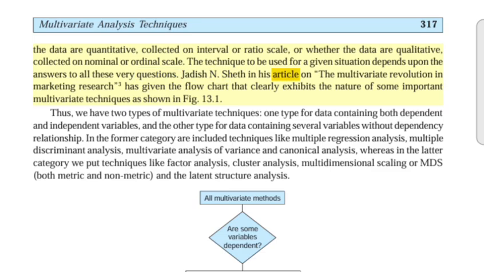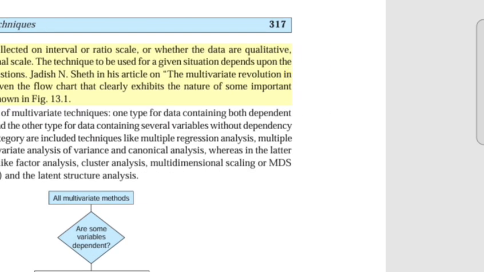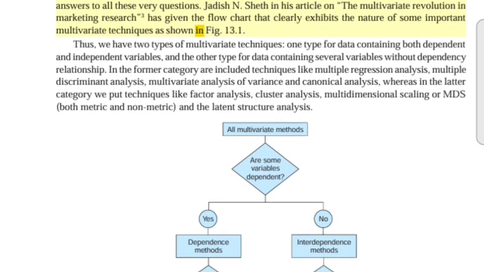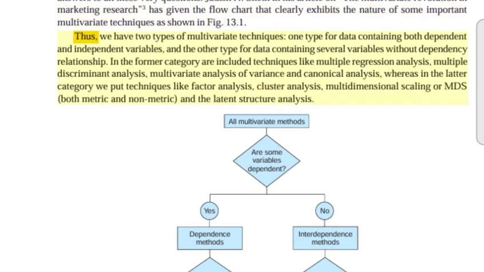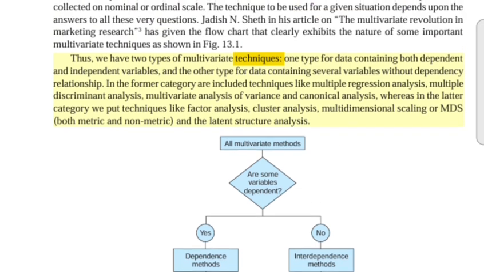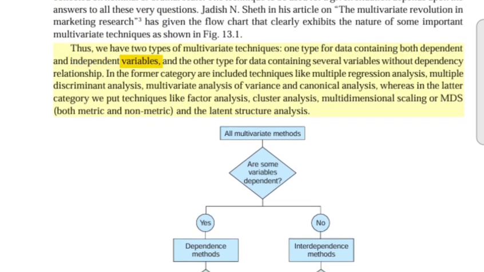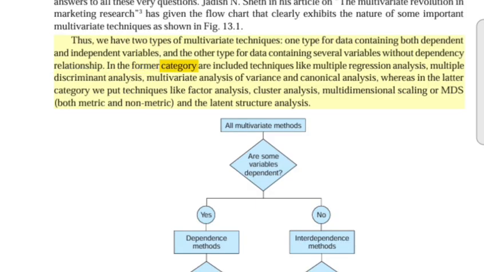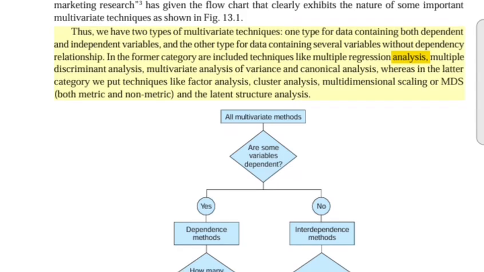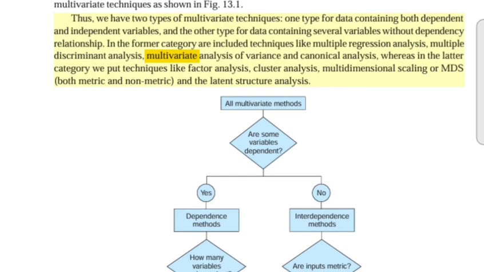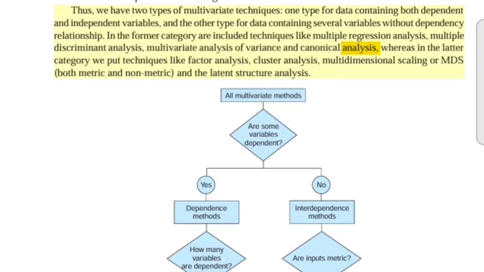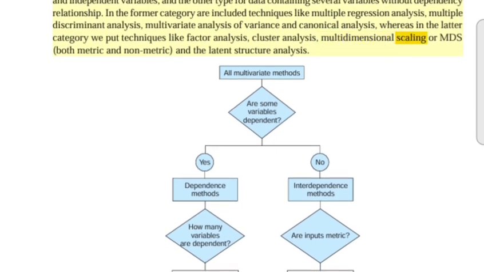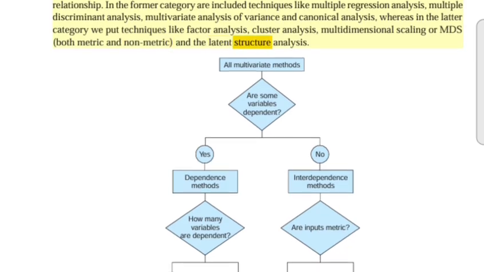Jadish N. Sheth, in his article on The Multivariate Revolution in Marketing Research, has given the flow chart that clearly exhibits the nature of some important multivariate techniques as shown in Fig. 13.1. Thus, we have two types of multivariate techniques, one type for data containing both dependent and independent variables, and the other type for data containing several variables without dependency relationship. In the former category are included techniques like multiple regression analysis, multiple discriminant analysis, multivariate analysis of variance and canonical analysis, whereas in the latter category we put techniques like factor analysis, cluster analysis, multidimensional scaling or MDS, both metric and non-metric, and the latent structure analysis.